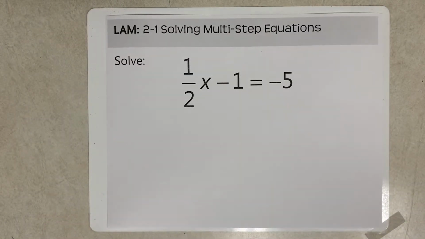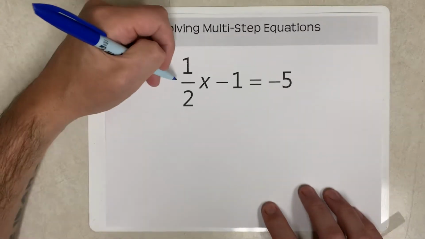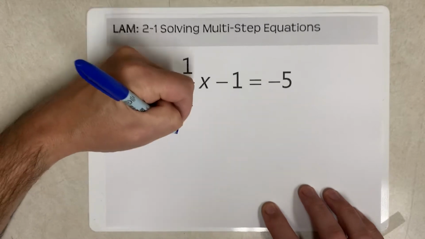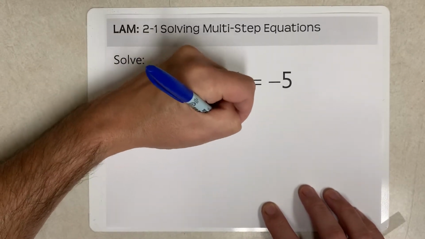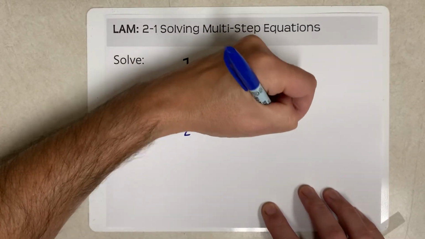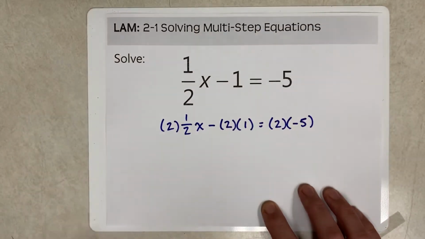All right, this time I'm going to employ the method of clearing out fractions. So I'm going to multiply everything up there by 2. So 2 times 1/2 x minus 2 times 1 equals 2 times negative 5. I do this whenever I can because it makes my life a lot easier.